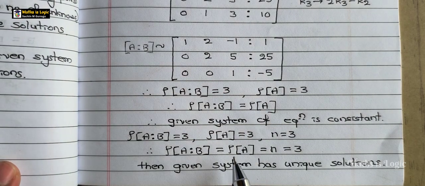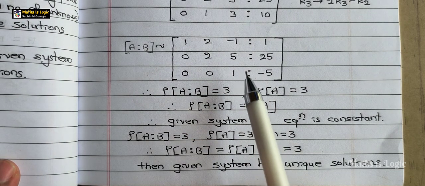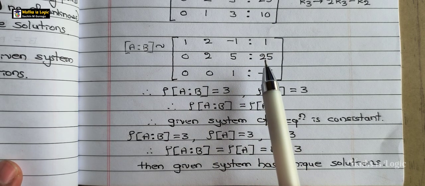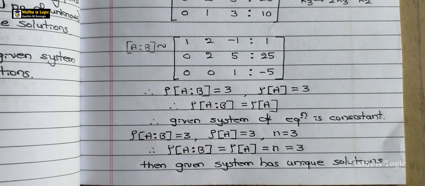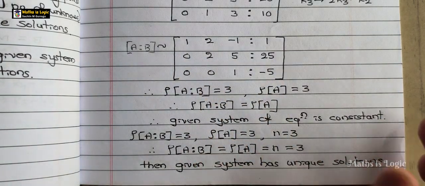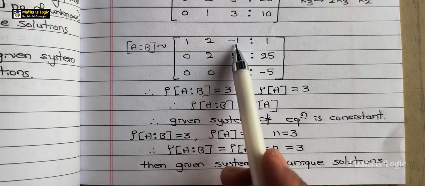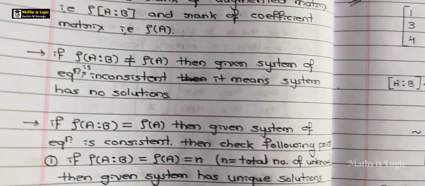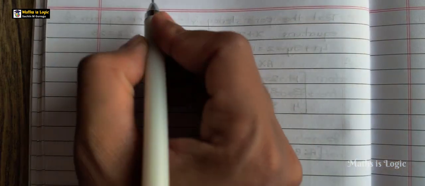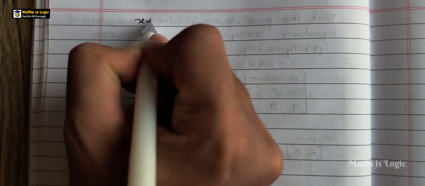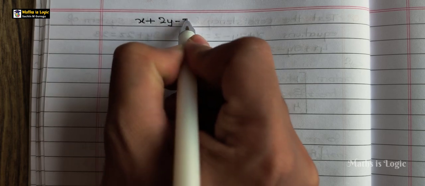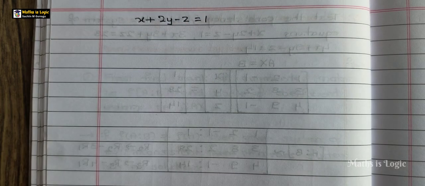Now, to get the unique solution, first we need to write this augmented matrix in equation form. Therefore, the first row 1, 2, minus 1, 1 can be written as x plus 2y minus z is equal to 1.